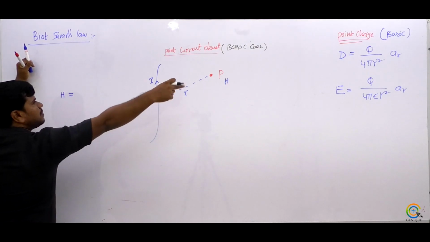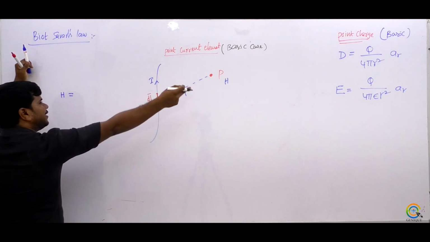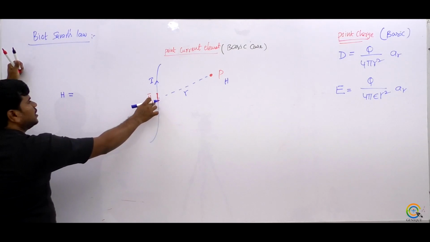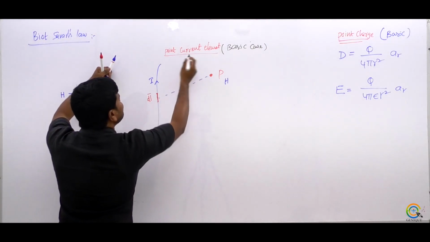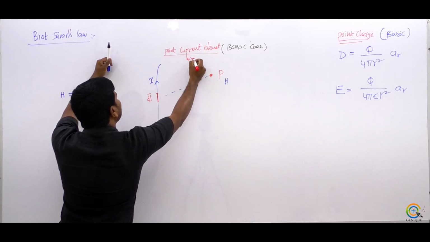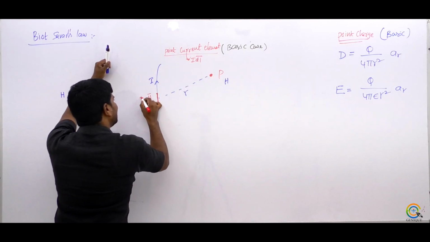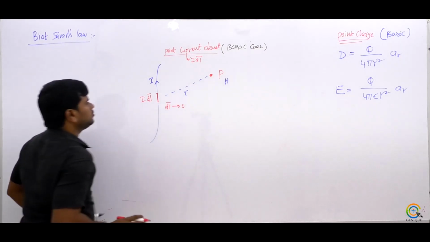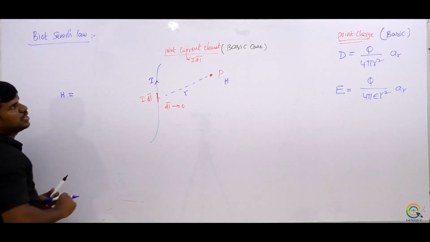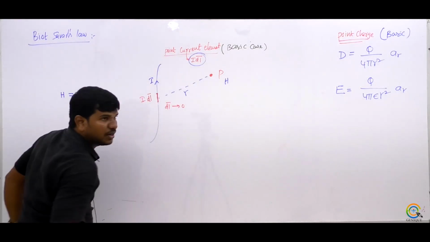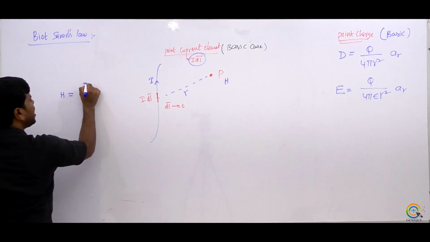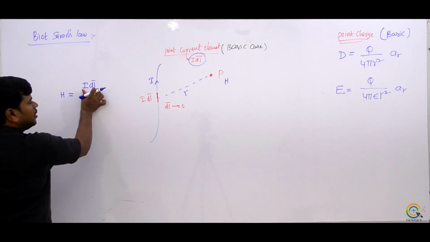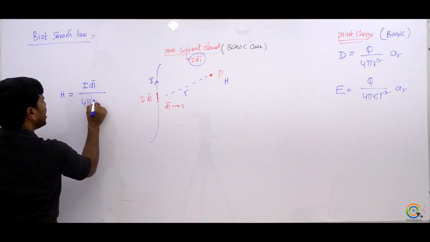IDL. See, observe this. What is the basic cause there? The basic cause there is Q divided by 4 pi R square. I will also write what is the basic cause here. The basic cause here is the point current element. The point current element can be represented as IDL bar, where DL tends to 0. So the point current element is represented like this. So this will be equal to IDL divided by 4 pi R square.